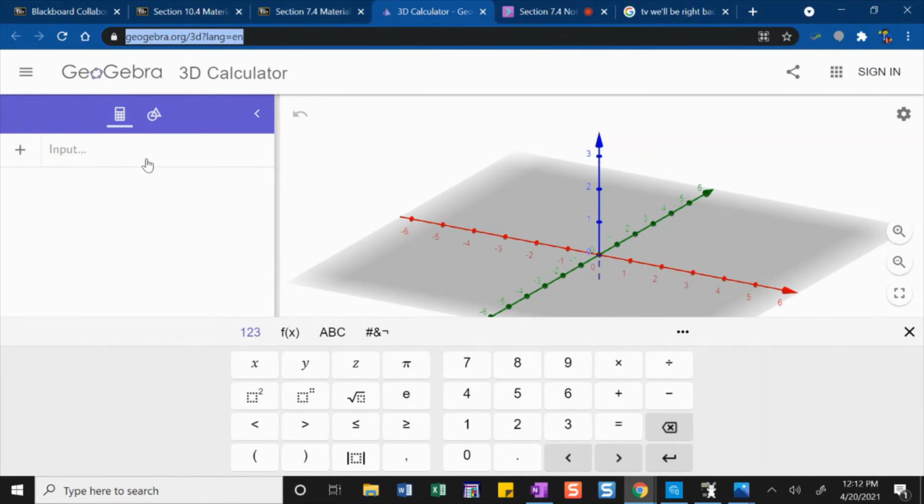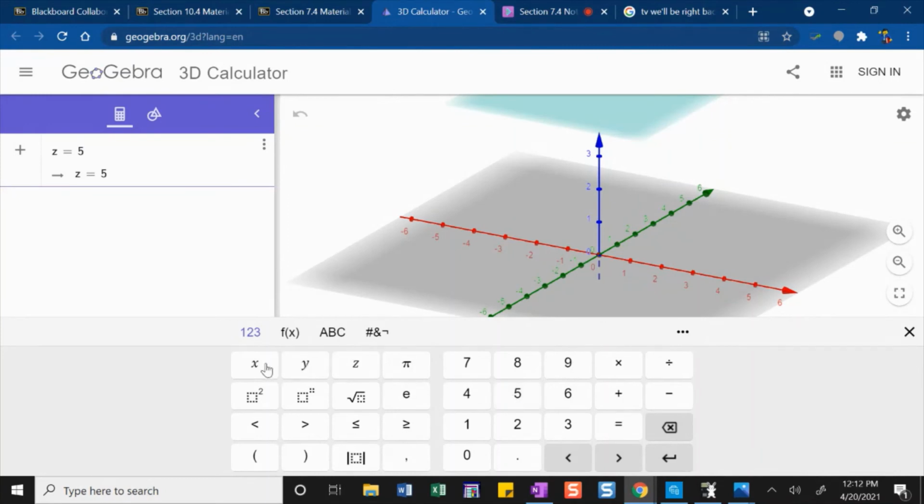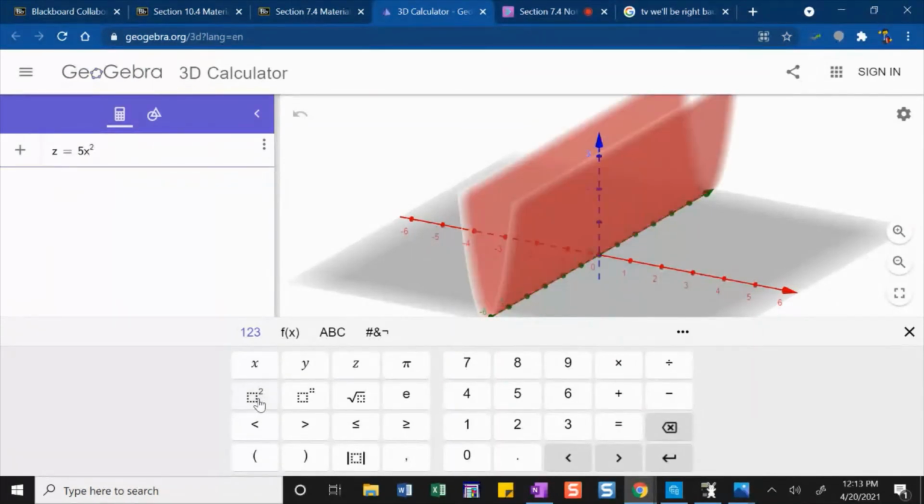And over on the left, you should see a plus sign and the word input. Let's go ahead and click on that. And we're going to type in our quadratic form. There should be a keyboard at the bottom of your screen. Let's type Z equals, and then 5x, and right underneath x, you have a button that puts a power of 2 on it.